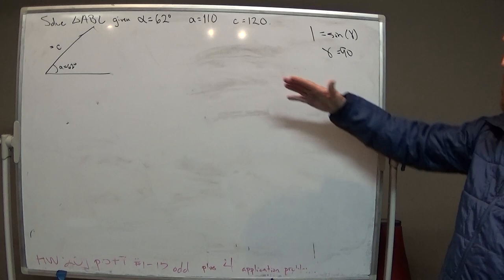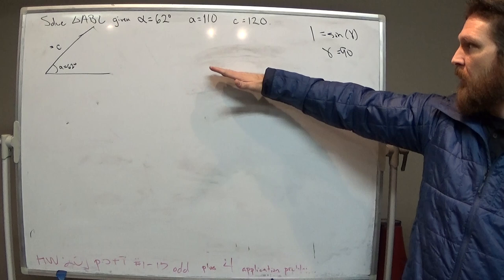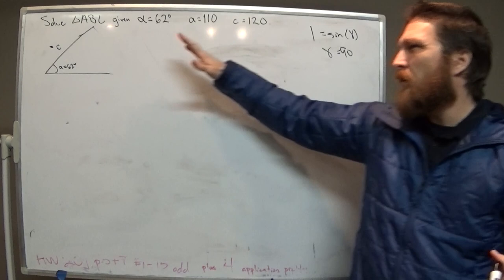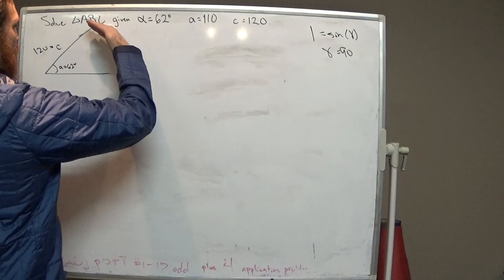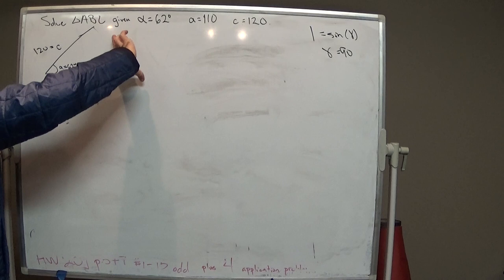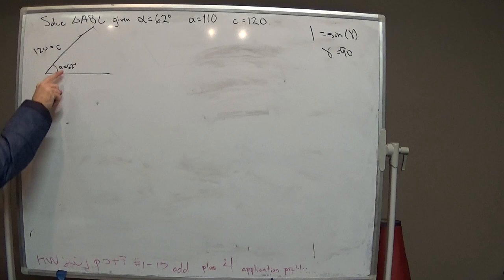Still don't know what happens. It might be a right triangle. It might be one of those that's so long that it only touches once. Although that's only going to happen if A is bigger than 120, right? Because if we know that C is 120, then the only way to only touch one time would be that A is longer than that, right? If A is shorter, then it's got to touch back here somewhere.